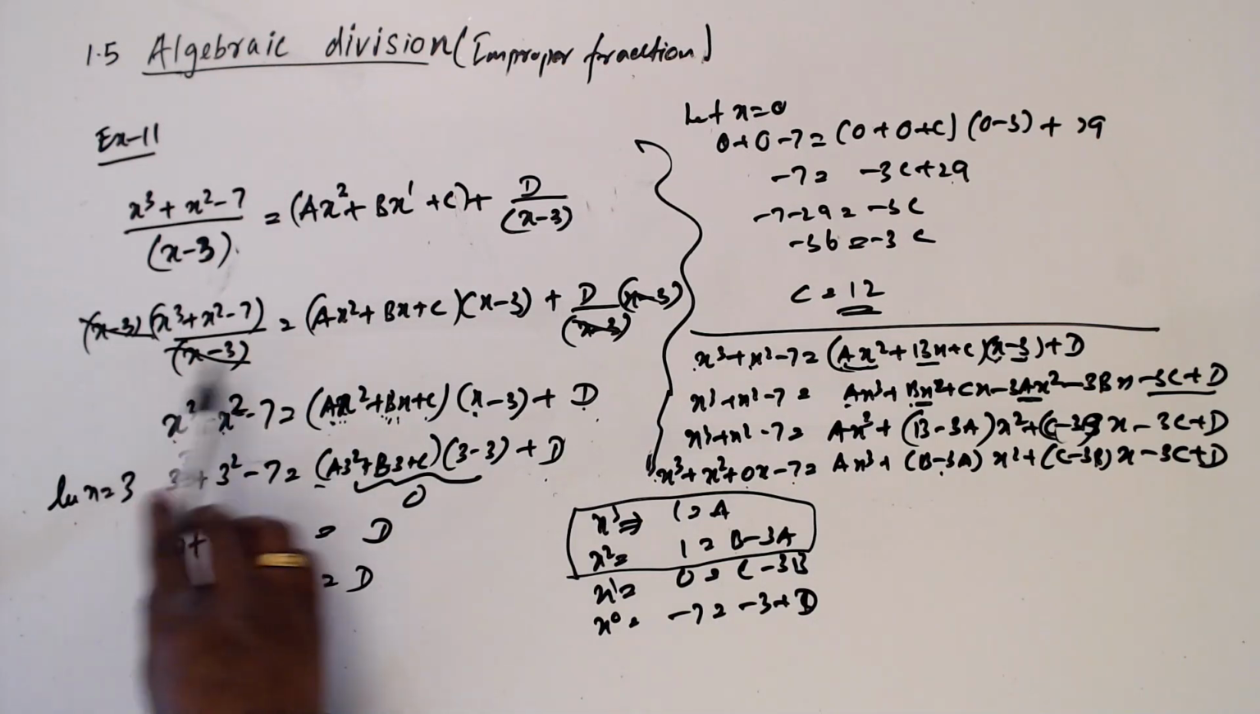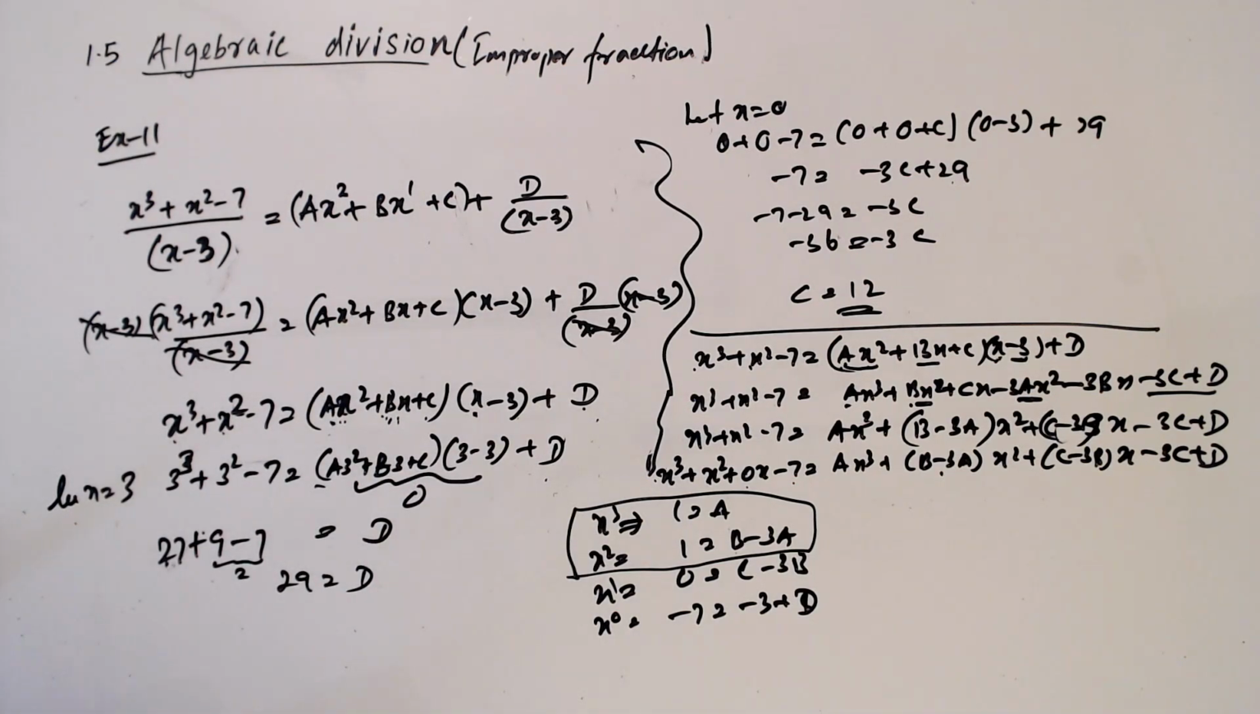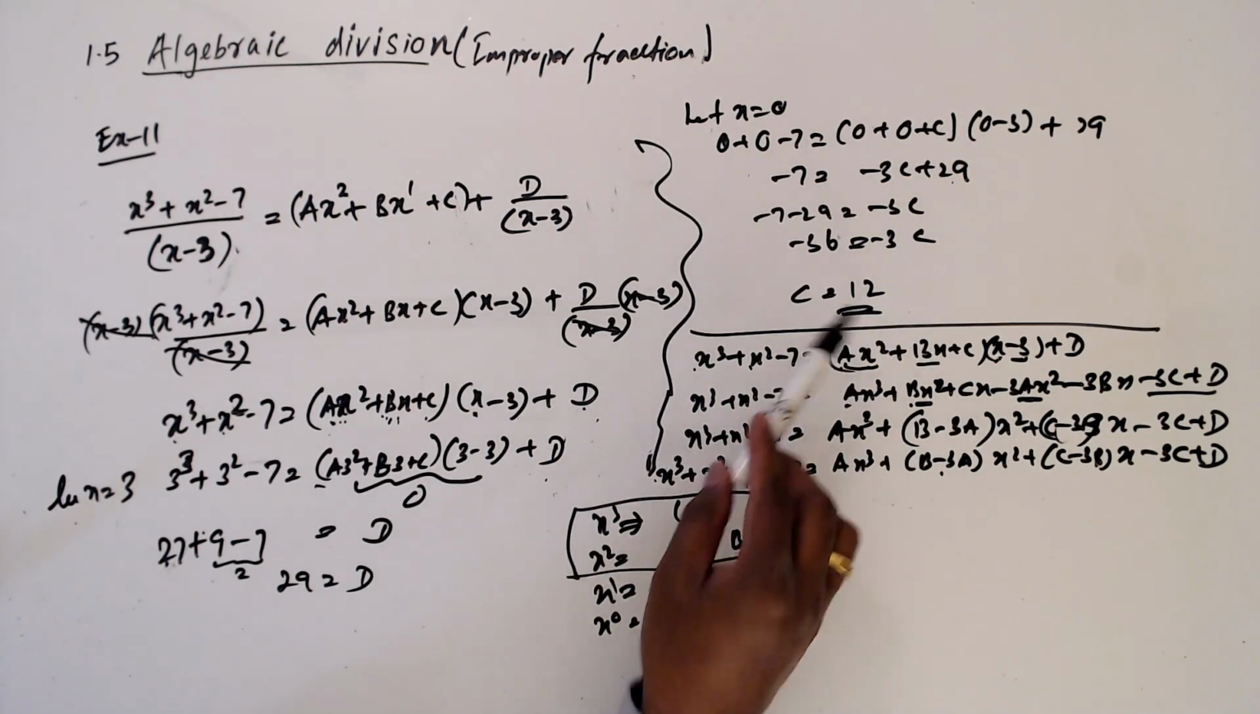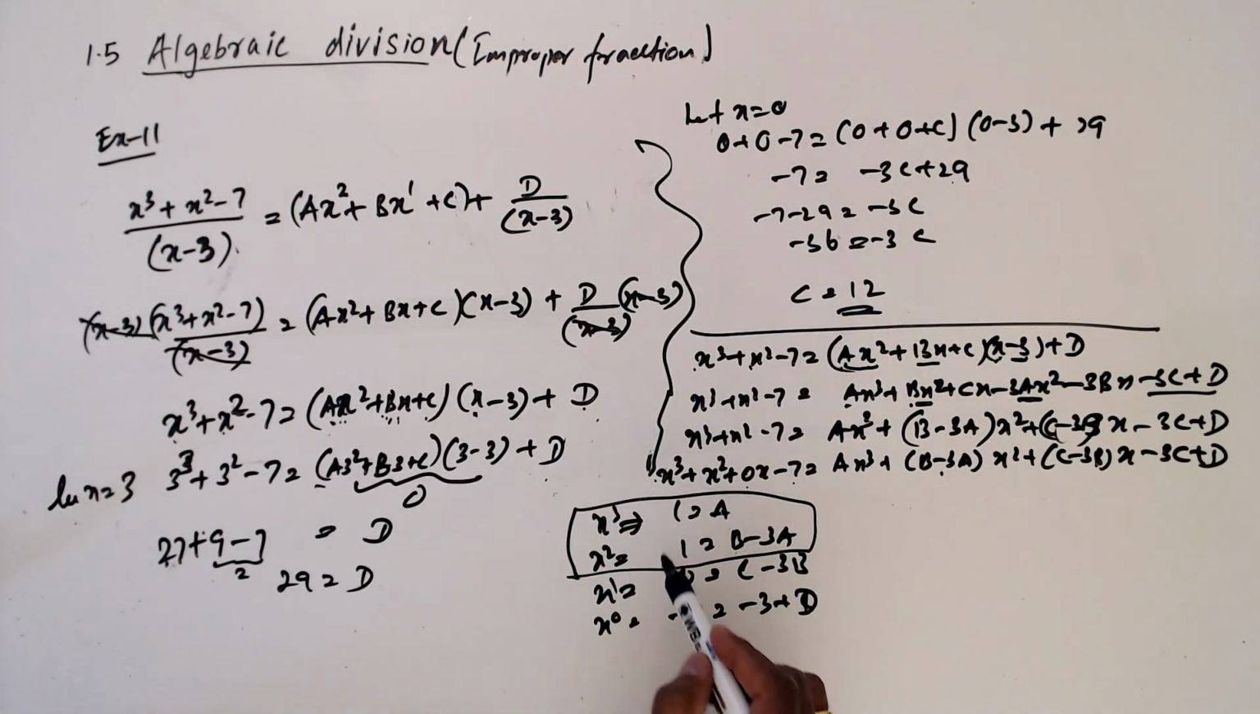This is a good working out. When x equals 3, straight away you can find d, and when x equals 0, then you can see and use equating coefficients to find a and b.